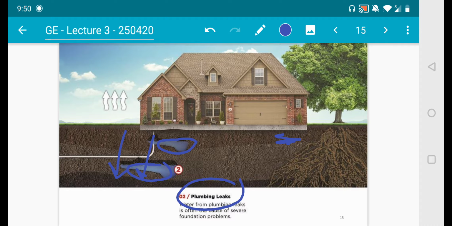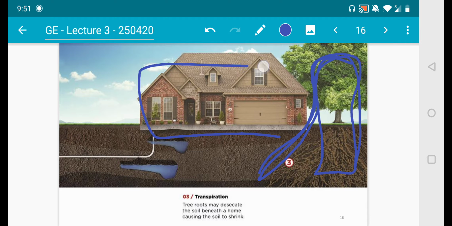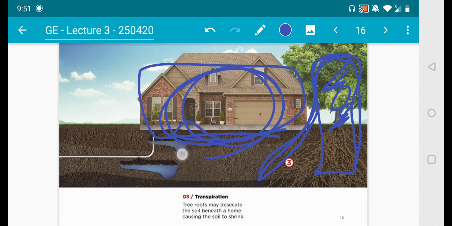And the third one is transpiration. This is because of a tree, where tree roots may desiccate or cut through the soil beneath the home, causing the soil to strain. I wouldn't want to blame this tree. A tree is a good, positive aspect in development. So the main problem is this: you have a land, you have a home, you change some natural settings, and then you blame the tree. For me, the tree is not a big problem. You're the big problem here.